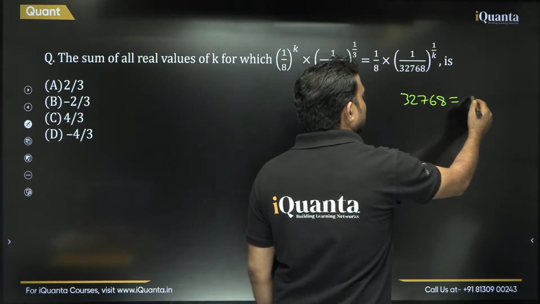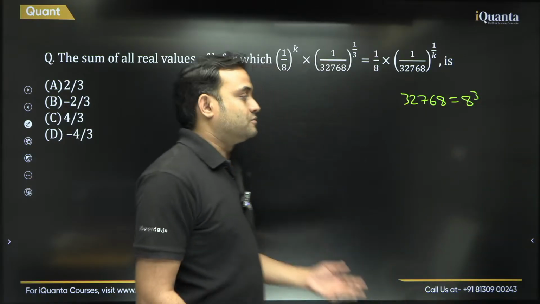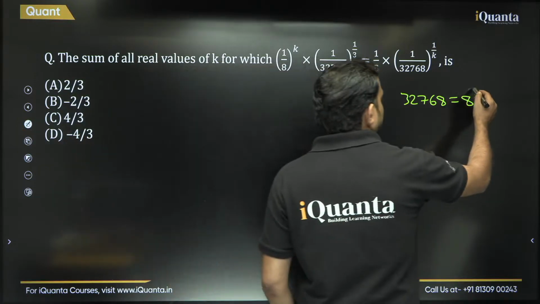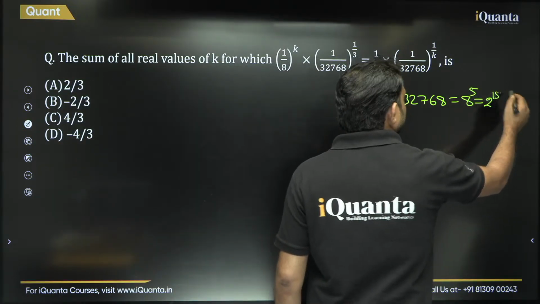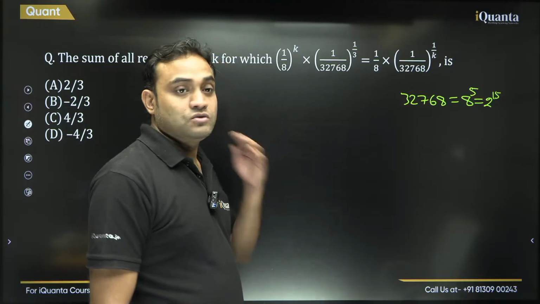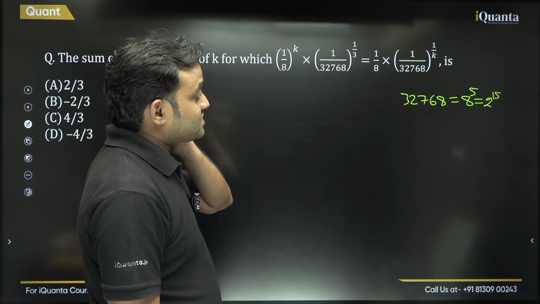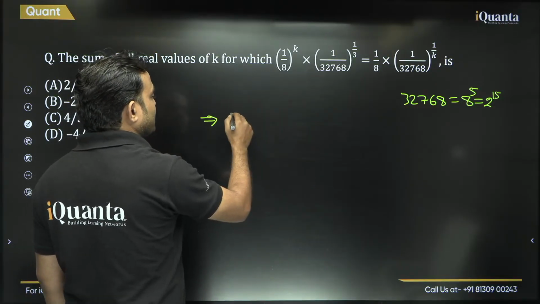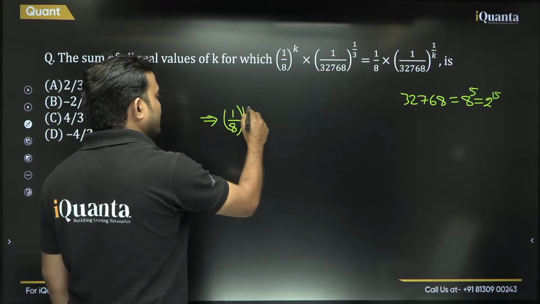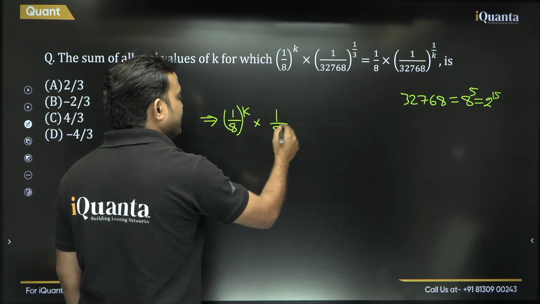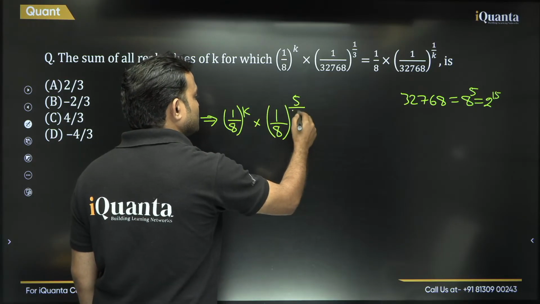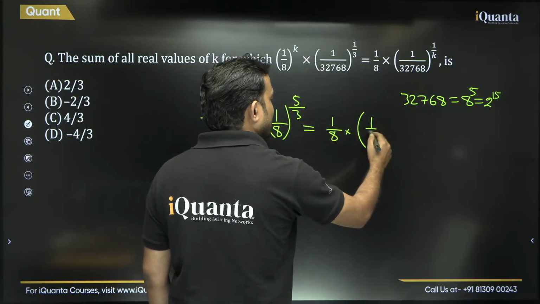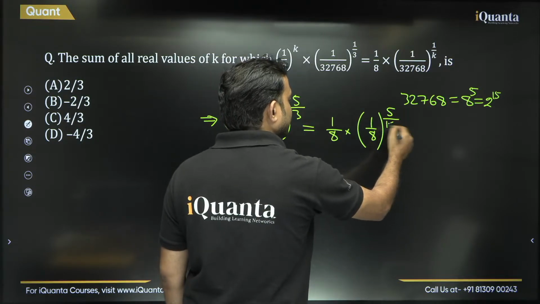So what do we know about 32768? This is equal to 8 to the power 5, or 2 to the power 15. Or you can also say this is 32 cubed. So if I solve this, this will be (1/8)^k times (1/8)^(5/3) is equal to 1/8 times again (1/8)^(5/k).